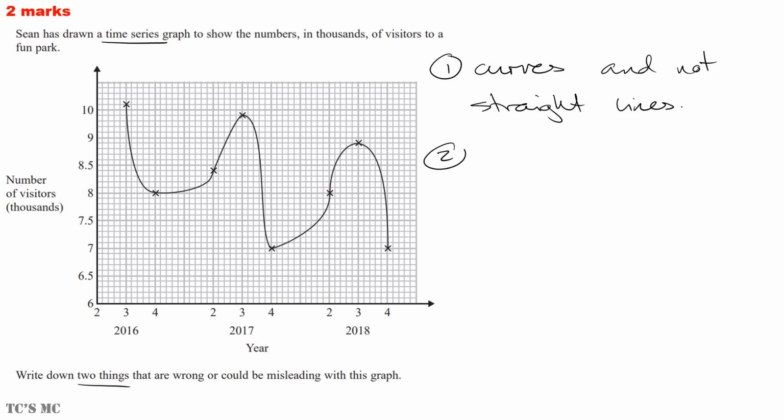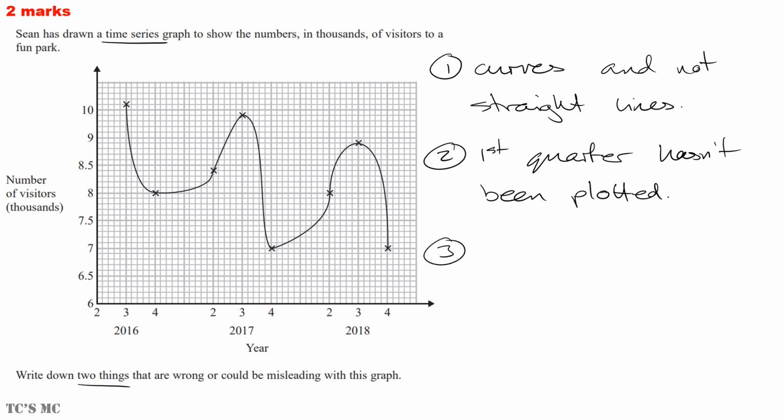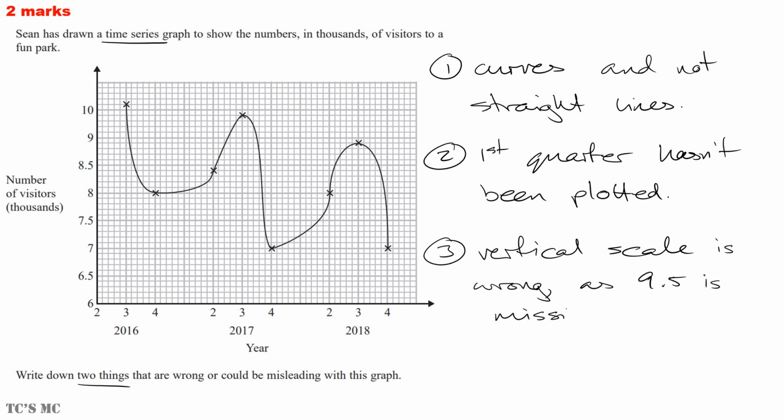Secondly, you could say the first quarter hasn't been plotted. Thirdly, you could say the vertical scale is wrong as 9.5 is missing. Any 2 of the following would get you 2 marks.